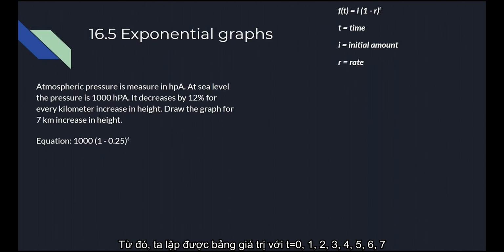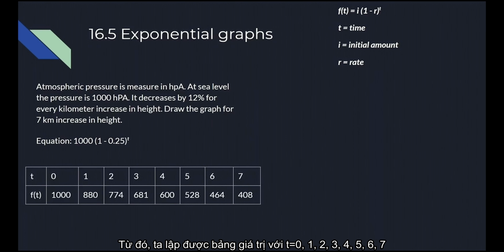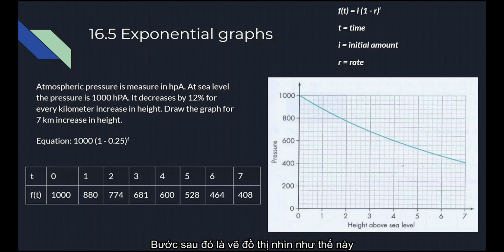And therefore, we will have this table over here. t equal to 0, 1, 2, 3, 4, 5, 6, and 7, while the corresponding f(t) is 1,000, 880, 774, 681, 600, 528, 464, and 408. And we will draw this graph over here, which you can see that the line is going down, but it's not a straight line. Once again, this is called exponential decay.